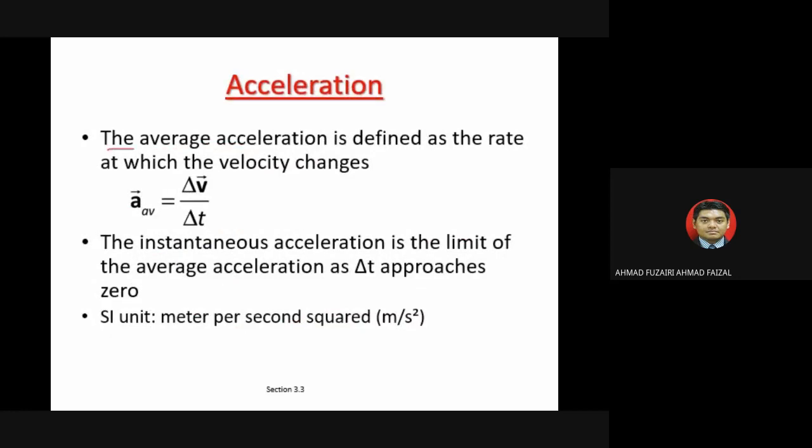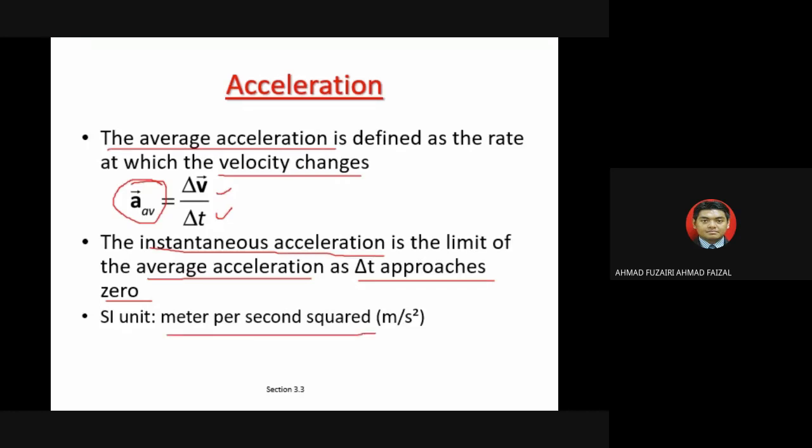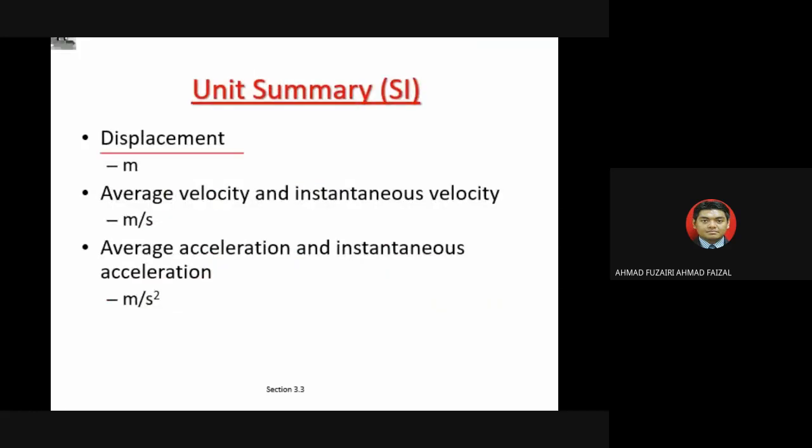Accelerations. The average acceleration is defined as the rate which velocity change. A average equal to delta v over delta t. And the instantaneous acceleration is the limit of the average acceleration as delta t approach to zero. And unit of the acceleration is meter per second square or meter m per s square. The summary of the unit for displacement is meter, average velocity and instantaneous velocity is meter per second, and average acceleration and instantaneous acceleration is meter per second square.